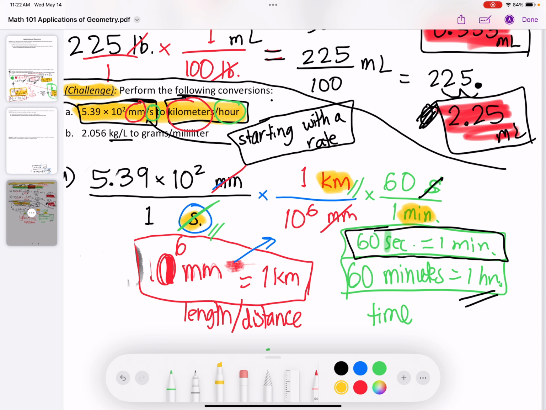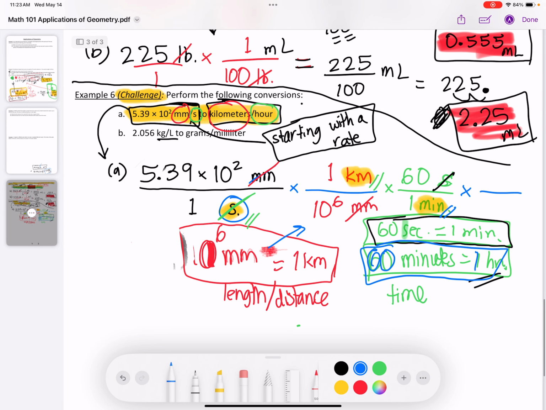I need one more conversion, one more unit fraction. I'm going to do it in blue just to make it different. 60 minutes and 1 hour, but which way should it go? I want to get rid of minutes, since that's creating the problem right now. Currently minutes are in the denominator, which means I need them in the numerator in order to cancel. That means 60 should go here and 1 hour should go there. Oh my gosh. Now we're done, I think.